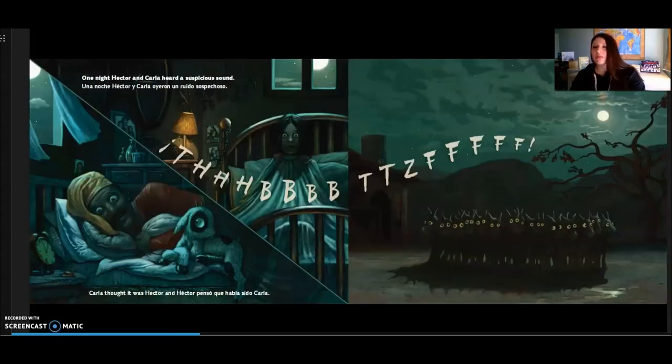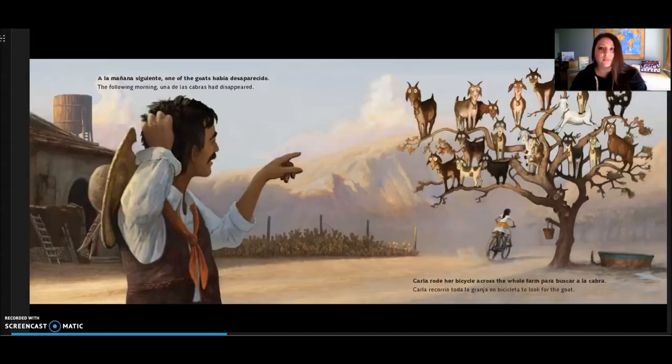One night, Hector and Carla heard a suspicious sound. Carla thought it was Hector, and Hector thought it was Carla. The following morning, one of the goats had disappeared.